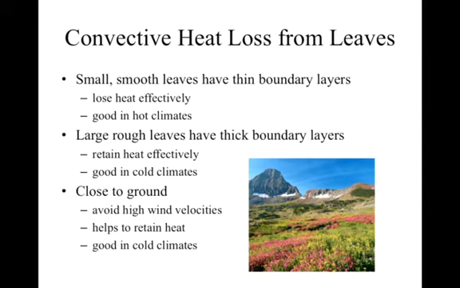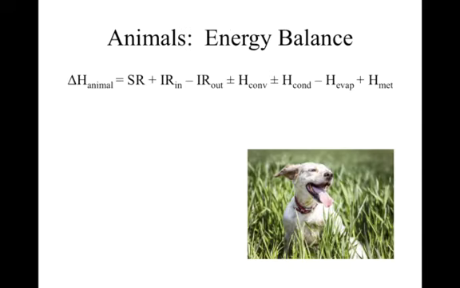Another thing that's good in cold climates is to grow close to the ground. Again, that has to do with lowering the rate of heat loss to convective processes. One is that if you're low to the ground, you don't experience the high wind velocities that are up higher. And again, as the wind moves fast, that increases your convective heat loss. This helps plants that are growing low to retain heat. So again, growing close to the ground is good in cold climates. Very similar to having large, rough, thick leaves, you're avoiding that air movement quickly over your surface.